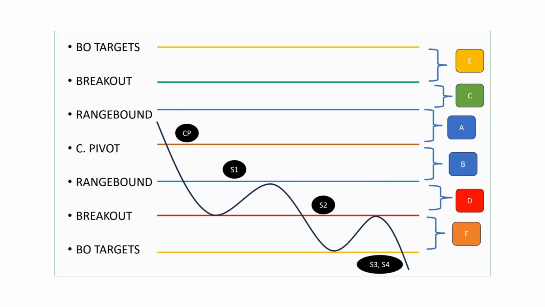Similarly, another type of movement is somewhat like I have shown you earlier, and that was the case of an uptrend, and this is the case of a downtrend. Suppose it crosses the pivot point and then crosses the S1, S2, and then finally reaches the S3, S4, and even beyond.